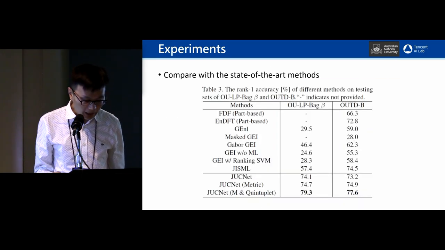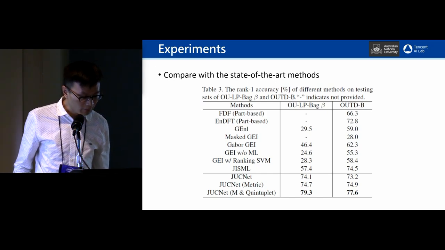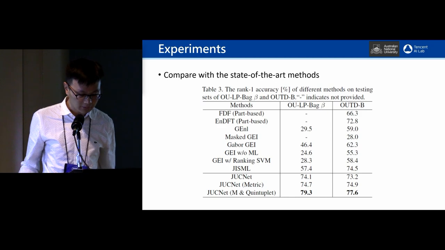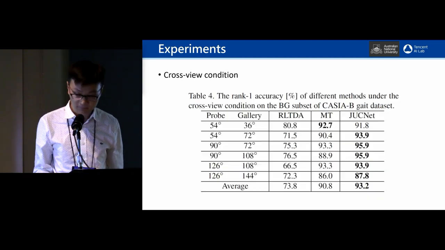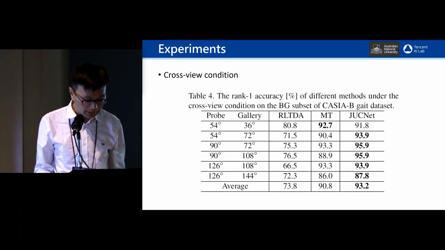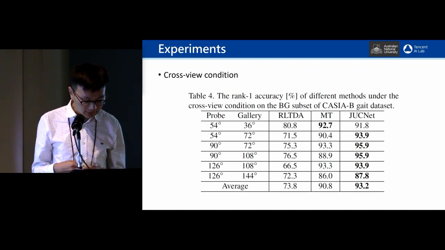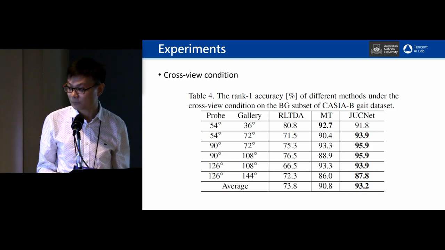Then we compare our methods with several other state-of-the-art methods. The results in table three show our methods can outperform the state-of-the-art methods on both data sets. Also, the issue of cross view is crucial for gait recognition. Thus, we evaluate our methods under the condition of cross view. The comparison indicates that our proposal achieves satisfactory performance under the cross view protocol.